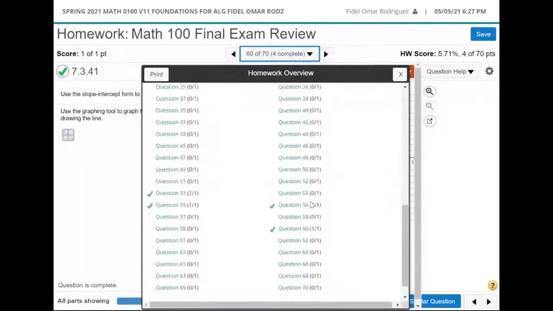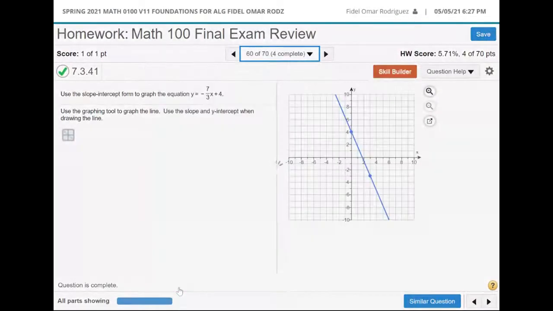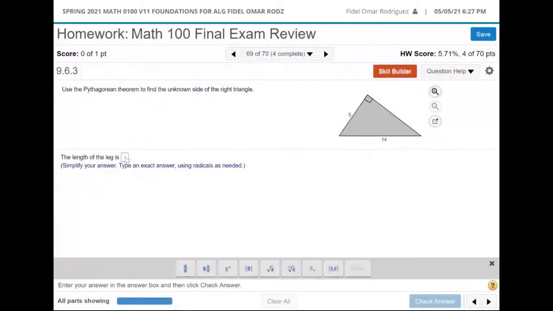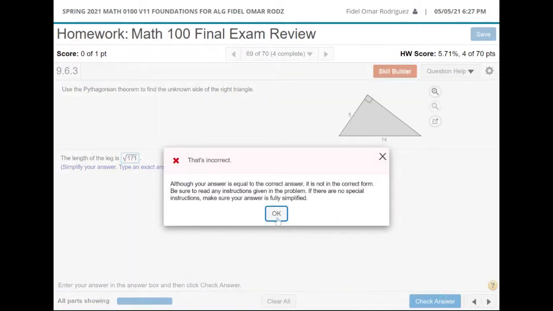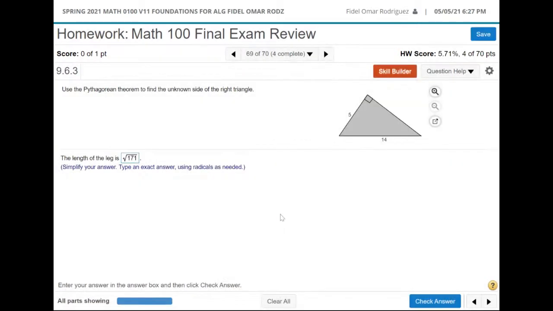Okay, so I'm going to scroll down until I get to number 69. Okay, so right here, y'all, I'm going to type in right here. I want you to notice down here at the bottom, there's a little square root button. So I'm going to click on this, and I'm just going to type in 171, and I'm going to check my answer. Oh, no. Why didn't that work out? Oh, let me see. Did I make a boo-boo?